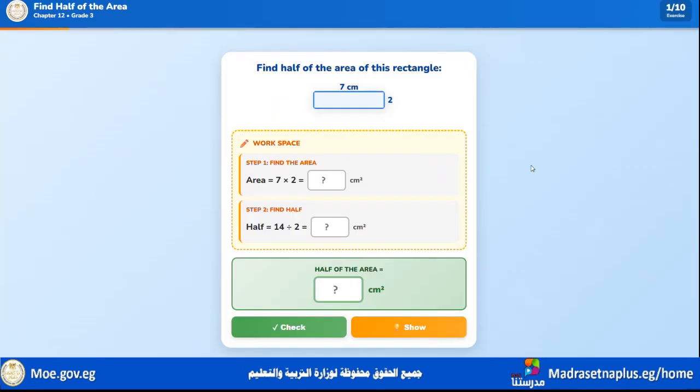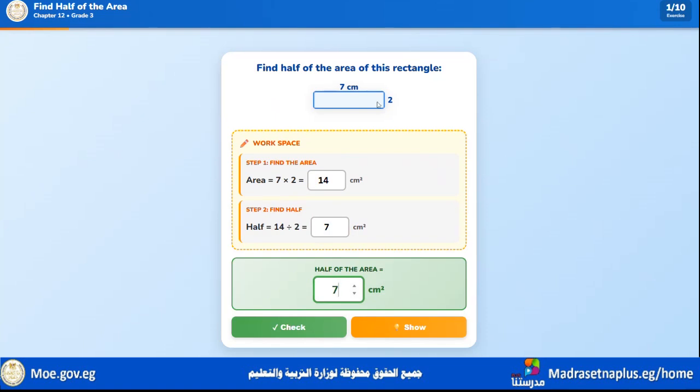Okay, now find the half of the area. What is meant by half? This number, or any number divided by 2. This means half the area. Find half of the area of this shape. The area equals 14. Half of 14 is what? It is 7. So half of the area is 7. This is another way. If you have another way, it's okay.